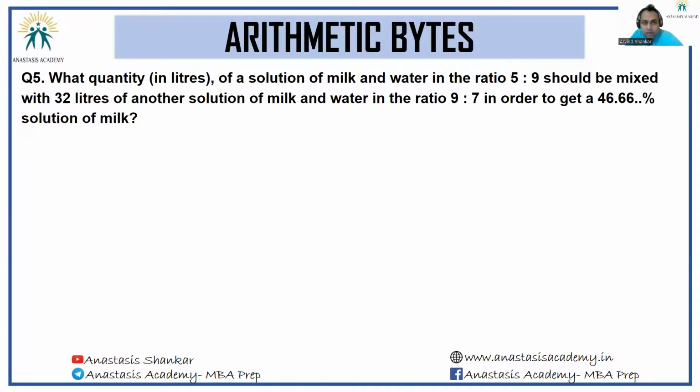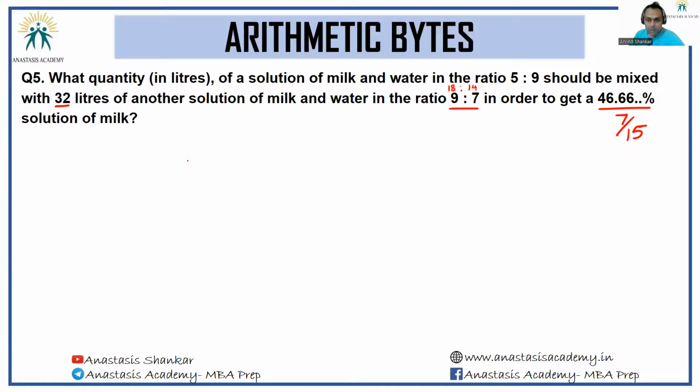What quantity in liters of a solution of milk and water in the ratio of 5:9 should be mixed with 32 liters of another solution of milk and water in the ratio 9:7 in order to get 46.66% solution of milk. Here, I would expect you to be able to identify this number is 7/15. If you can identify this is 7/15, it would be very, very easy. Additionally, see 32 liters and 9:7 is given. So basically 18 and 14.